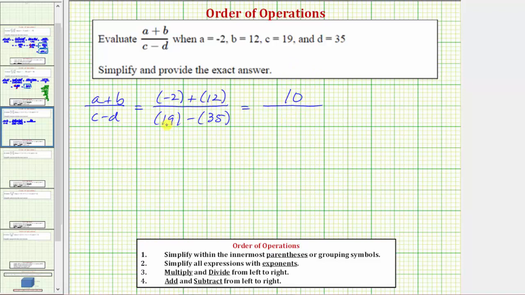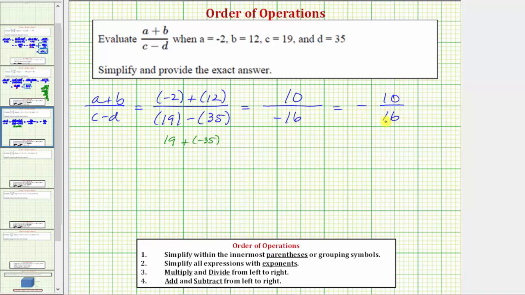In the denominator, we have 19 minus 35. We can also think of this as 19 plus -35. Either way, the result is going to be -16. So we have 10 over -16, or 10 divided by -16. Because the numerator is positive and the denominator is negative, we can write this as -10/16.